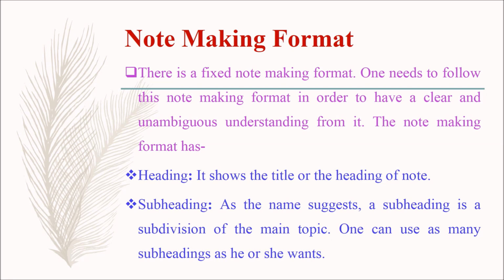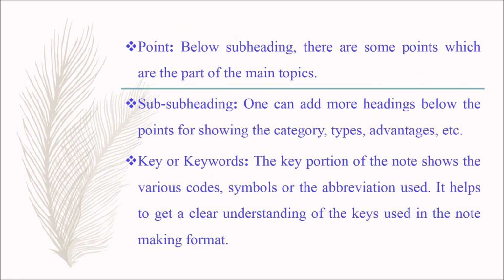Next, subheading. As the name suggests, a subheading is a subdivision of the main topic. One can use as many subheadings as he or she wants. Next, we have points. Below the subheading, there are some points which are part of the main topic. Then we have subheadings again. One can add more headings below the points for showing the category, types, advantages, etc.